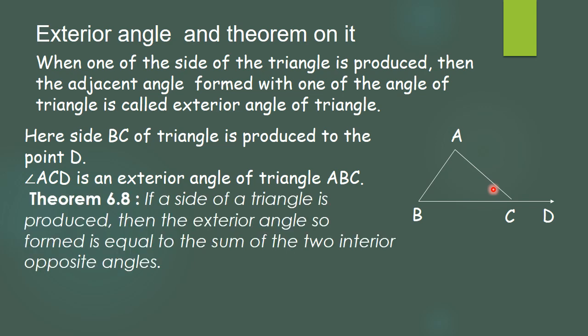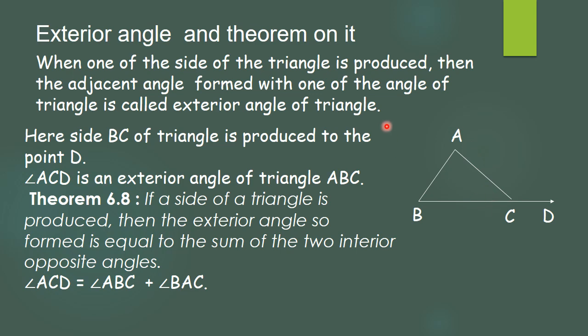The theorem states that when a side of a triangle is produced, the exterior angle so formed is equal to the sum of its two interior opposite angles. Here, angle ACD is an exterior angle, so its measure will be equal to the sum of its remote interior angles, that is angle A plus angle B. So we can write it as angle ACD is equal to angle ABC plus angle BAC.